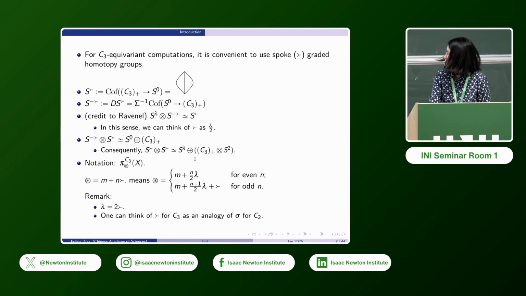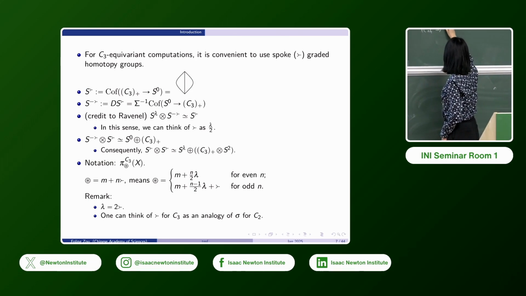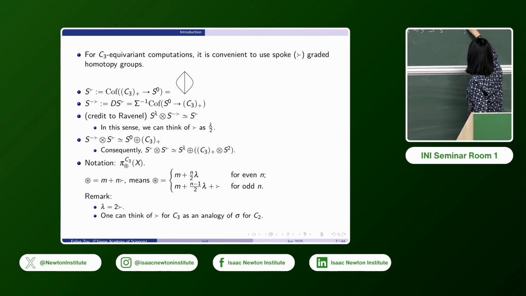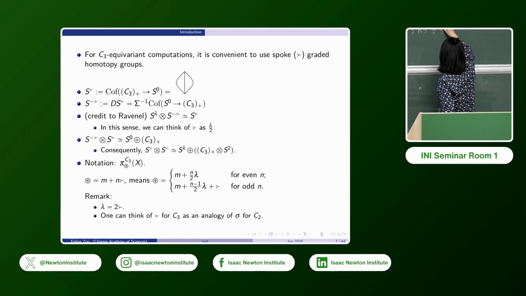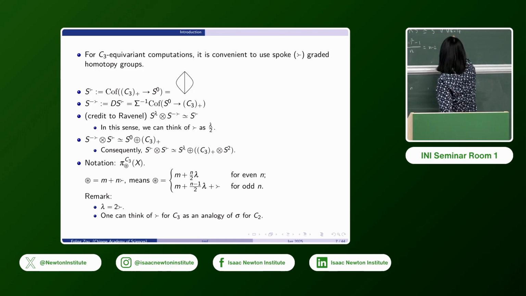And this is true in general: you can take the cofiber for any group Cn, and you can also call that spoke. If you smash two S spoke like this together, you get S0, and then you get a bunch of copies of Cn plus. And how many copies? You do an algebra. Here you have n minus 1 squared elements, and minus 1, divided by n. This is n minus 2. So this is true in general.